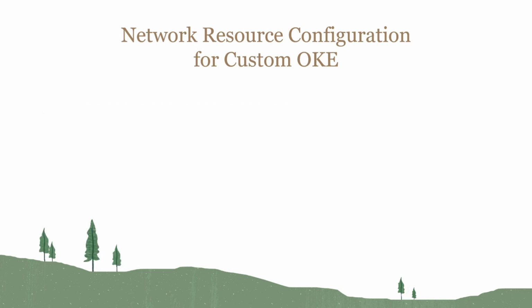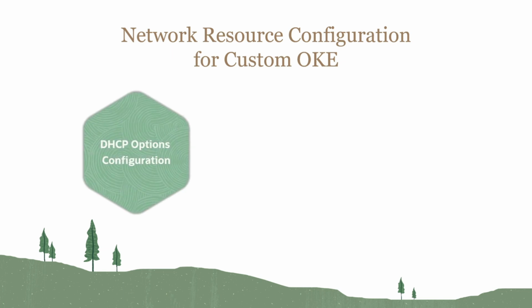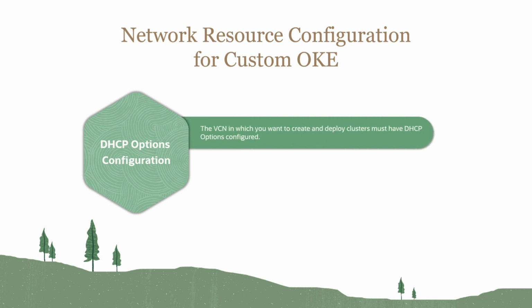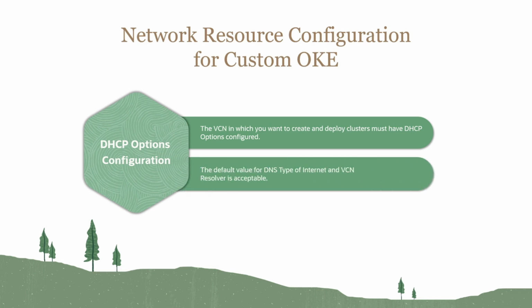Now let's discuss DHCP options configuration. Again, this is crucial for your VCN. So for your VCN where you plan to create and deploy clusters, you need to make sure that the DHCP options are correctly configured. Fortunately, the default settings for DNS type, which is Internet and VCN Resolver, is perfectly suitable. This ensures that your VCN's domain name system is in a good shape.